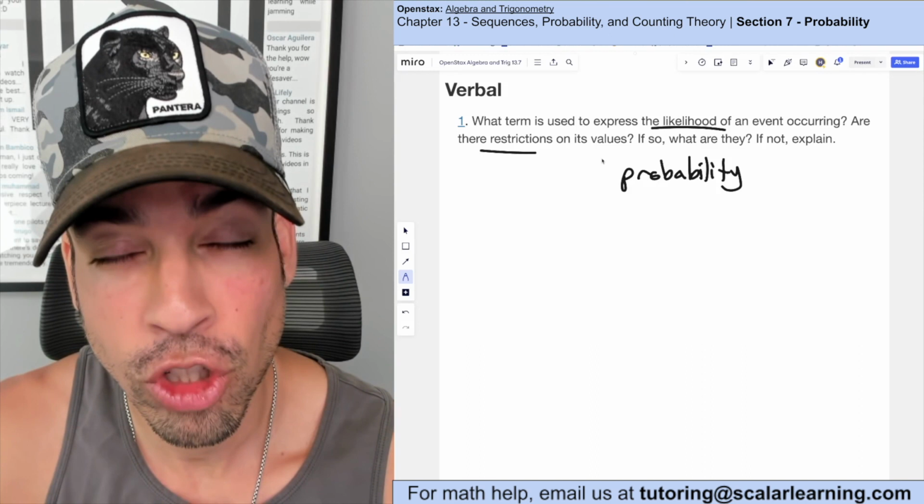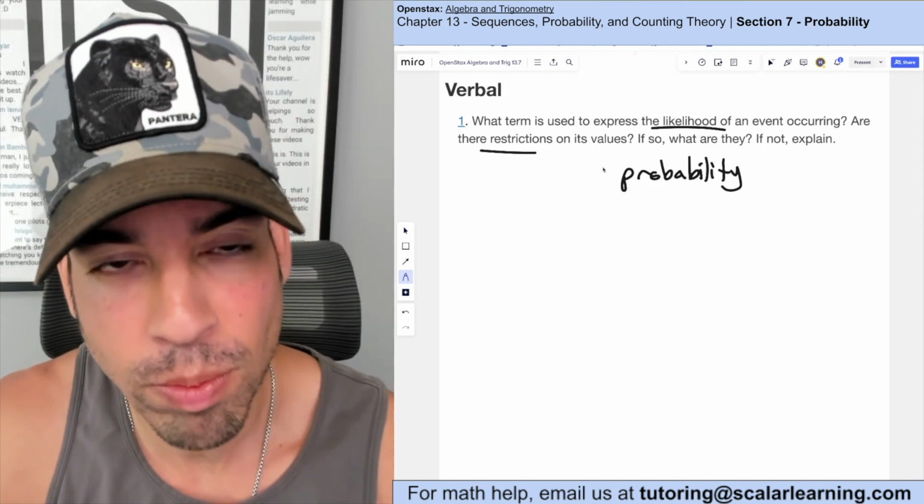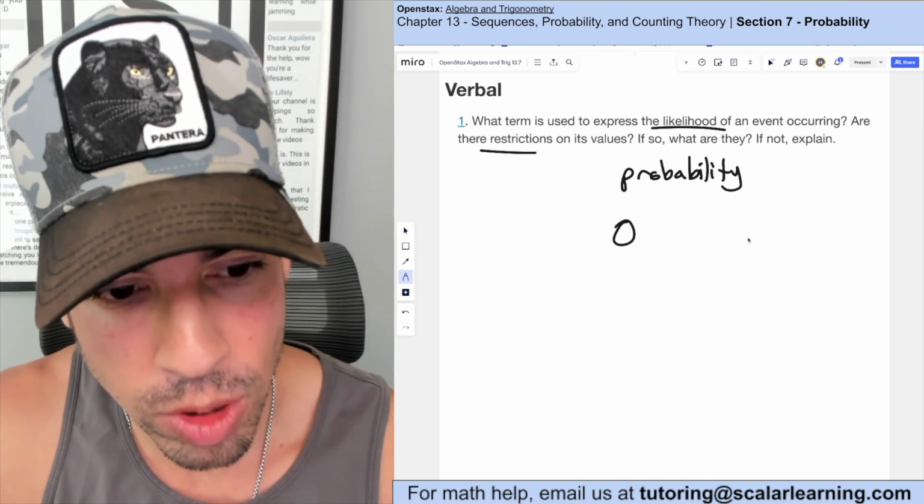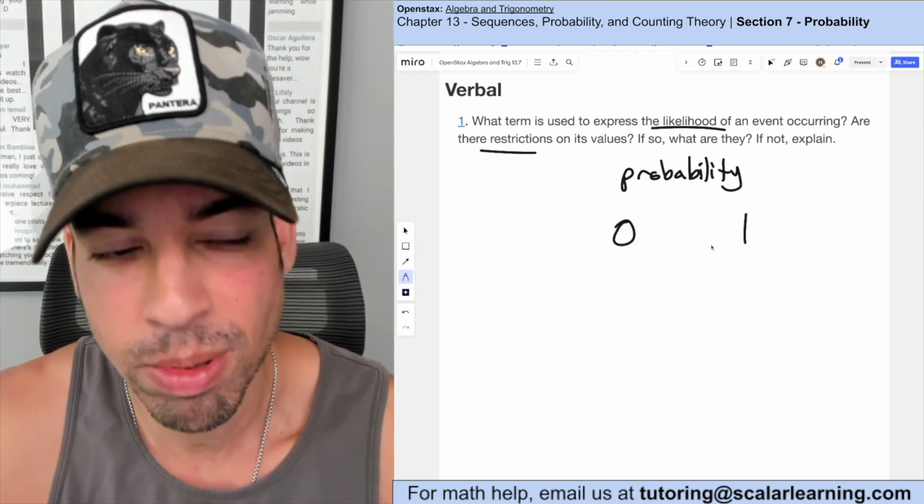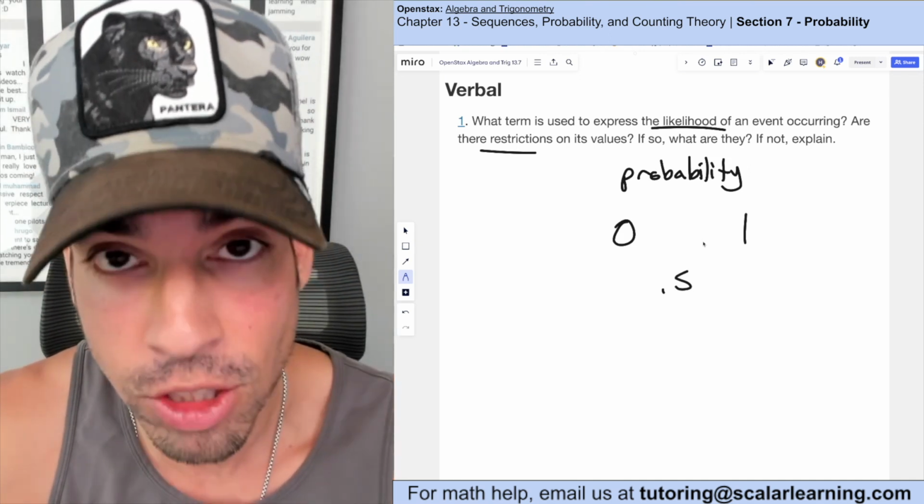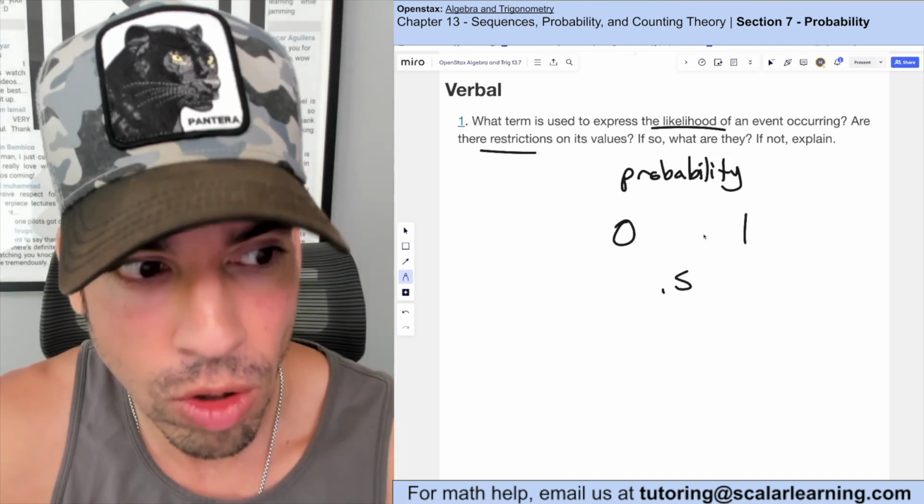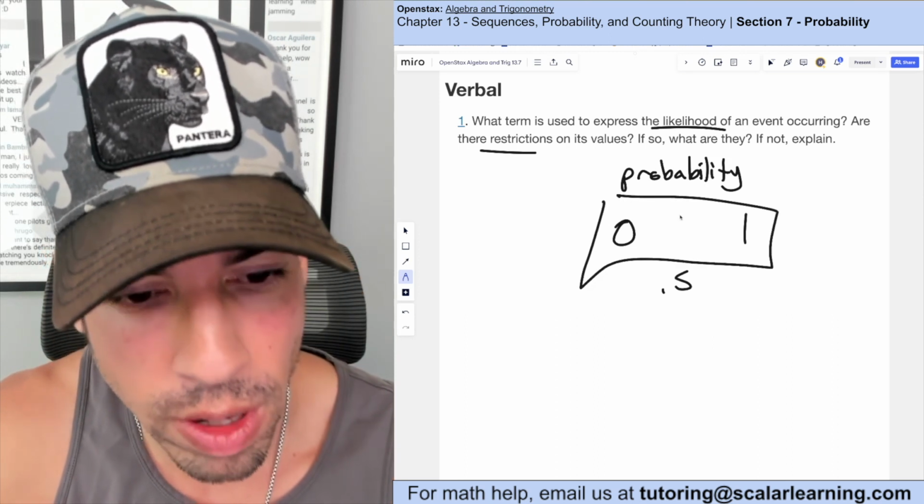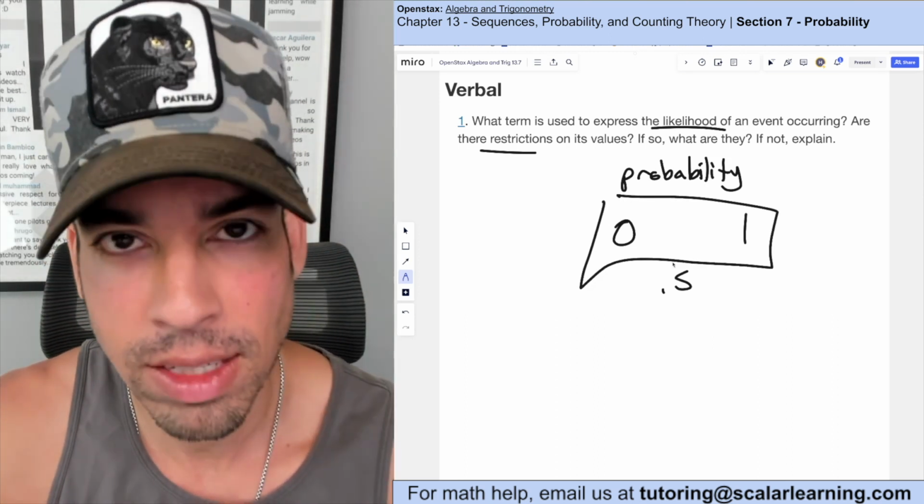And we're talking about restrictions. There definitely are restrictions. Now remember, probability is the odds something is going to happen, and those values are going to be between 0 and 1. They're kind of equivalent to percentages, right? Like if it was 0.5, that's like a 50% chance that something is going to happen. So those are the restrictions. It's going to be everything between 0 and 1 inclusive. That's how you do it.